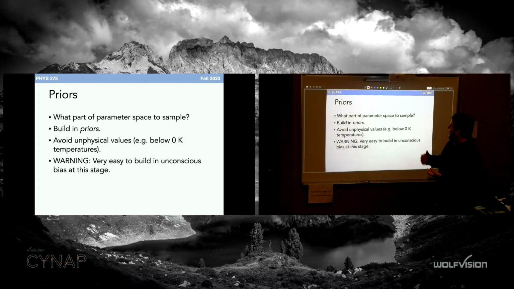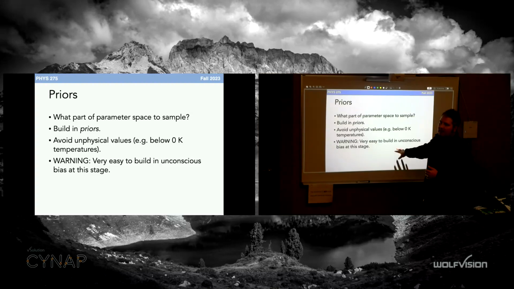A part of the parameter space to sample. We build in priors. We did this, right? We said, hey, if we have a slope and an intercept, this needs to be here, this needs to be positive, for example. You set priors, or something sets priors for you. And so you avoid unphysical parameters, temperatures below 0 Kelvin, gravitational constants of 20, that kind of thing. You go, I can't go all the way there.